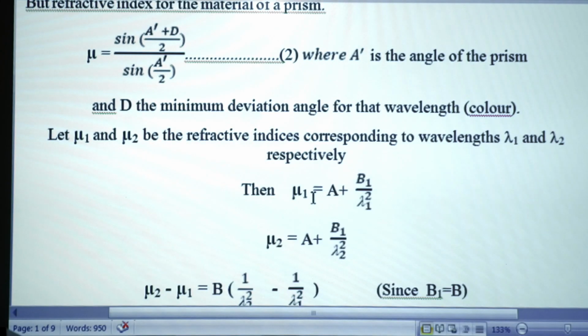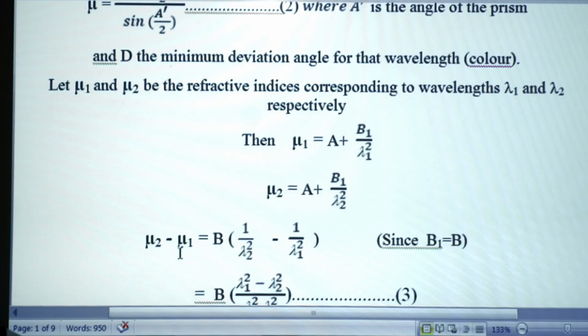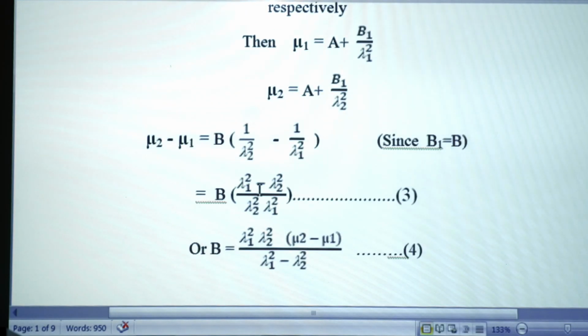So we are writing two equations, one is mu 1 for lambda 1, and mu 2 for the wavelength lambda 2. From these two expressions, if you find mu 2 minus mu 1, subtracting the first one from the second one, A and A cancel, and B is the same. So mu 2 minus mu 1 is B into (1 by lambda 2 square minus 1 by lambda 1 square), that is equal to B into (lambda 1 square minus lambda 2 square) divided by lambda 1 square lambda 2 square. Or from this equation we can find B is equal to lambda 1 square lambda 2 square into (mu 2 minus mu 1) divided by (lambda 1 square minus lambda 2 square).